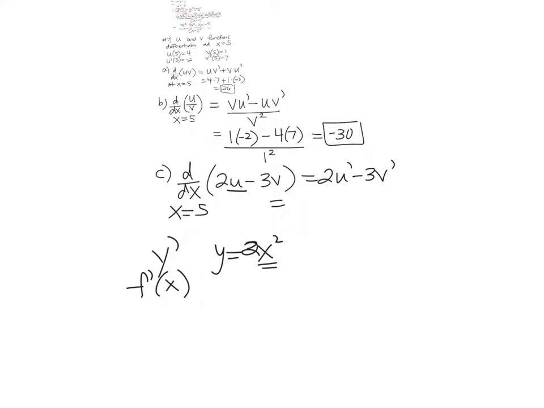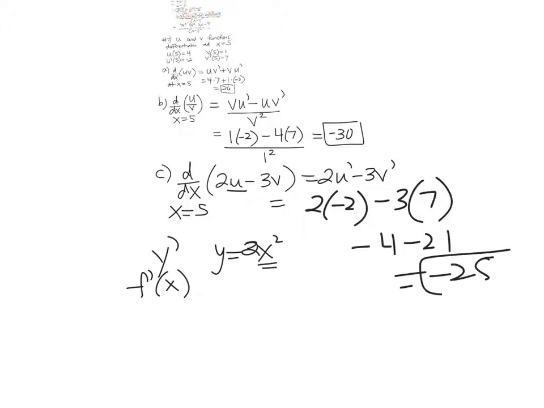What was u prime again? Negative 2. Minus 3 times v prime, which is 7. So negative 4 minus 21, negative 25.